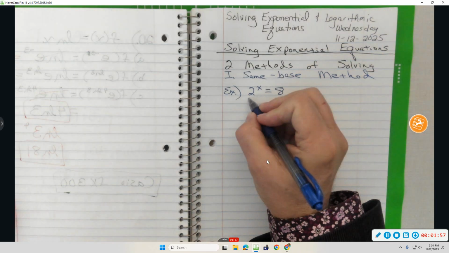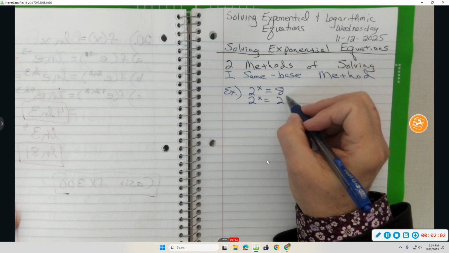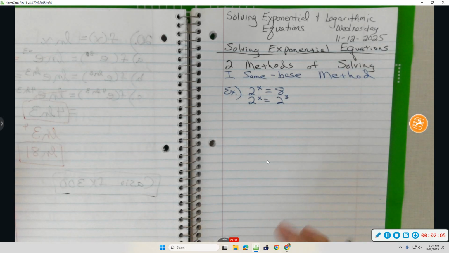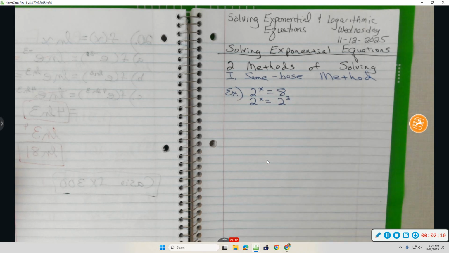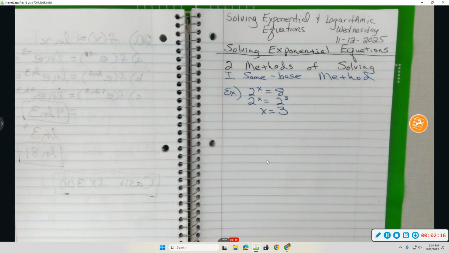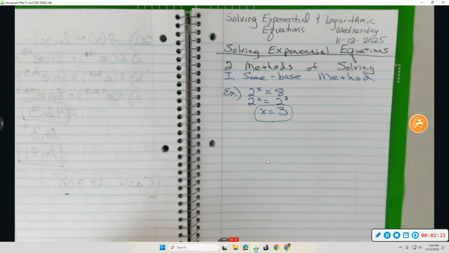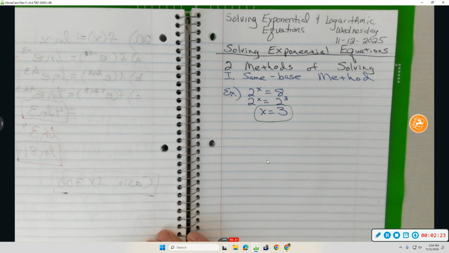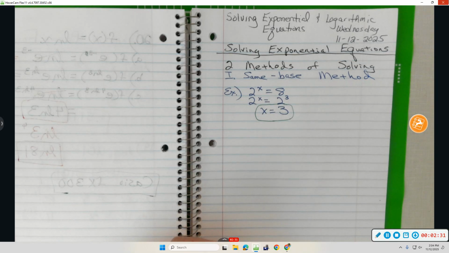And we can do that by saying 8 is equal to 2 cubed. We can then drop the bases and set the exponents equal to give us x equals 3. And I said the drawback to the same base method is you must be able to get the same base on both sides.